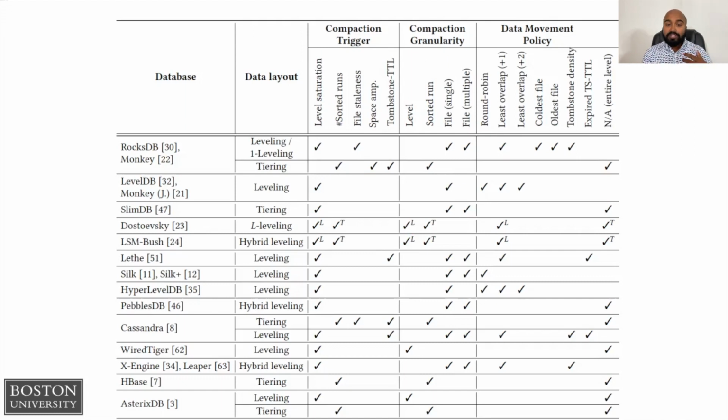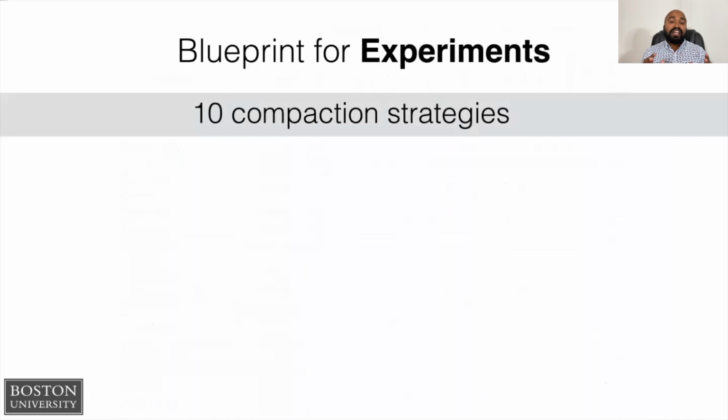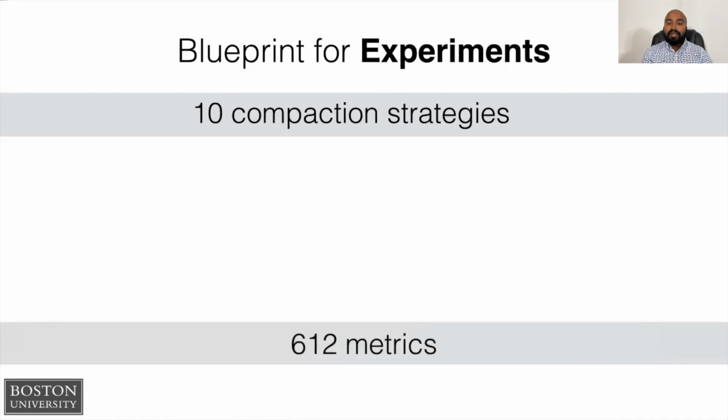So to explore this vast design space, we first need a blueprint for the experiments. We select 10 representative compaction strategies that are common in production and academic LSM systems. To ensure an apples-to-apples comparison, we implement all 10 compaction strategies on top of RocksDB. For each experiment, we track down more than 600 metrics. And we study this behavior in 3 phases.